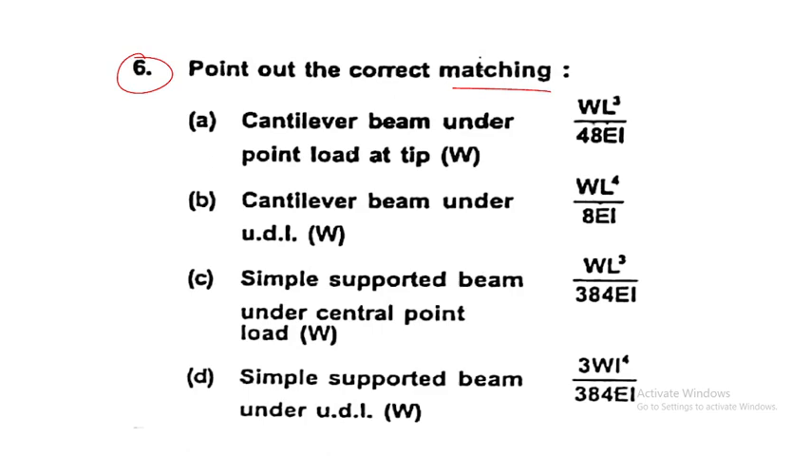So the cantilever beam under point load at tip, that is theta is equal to what? WL square by 2 EI and delta is equal to WL cube by 3 EI. So this one is not the correct answer. Okay. Second one, cantilever beam under UDL. If the cantilever beam is under UDL, what is the value?